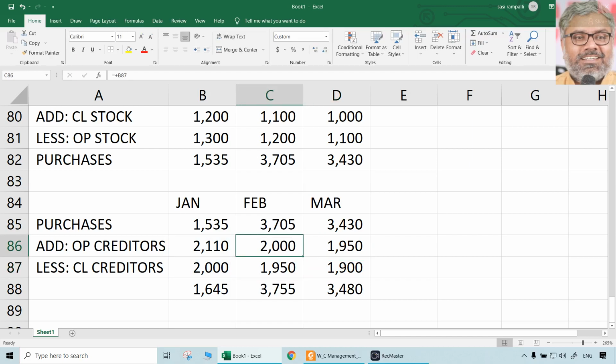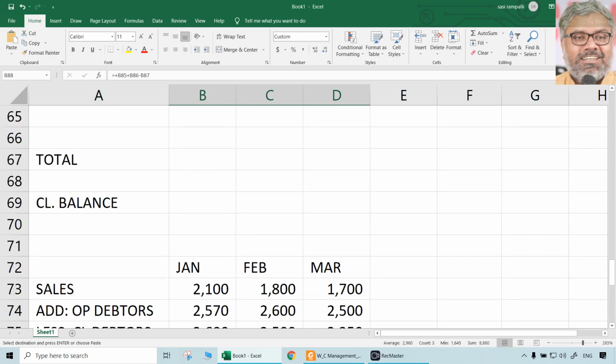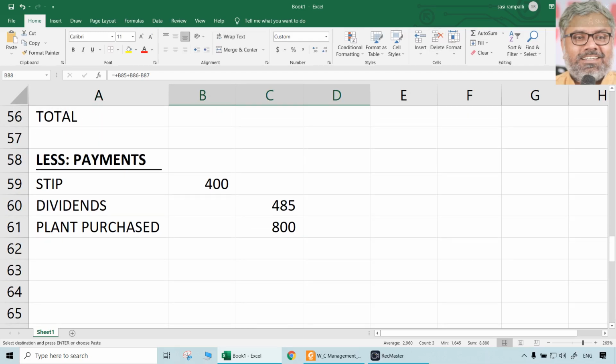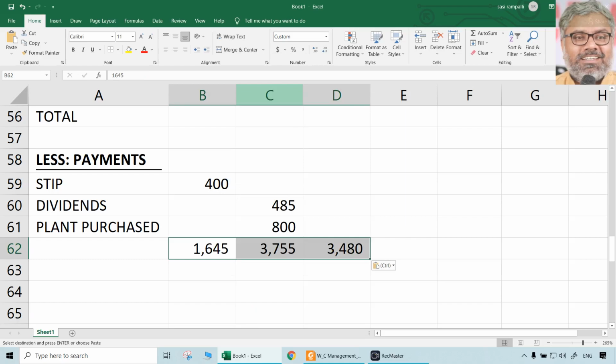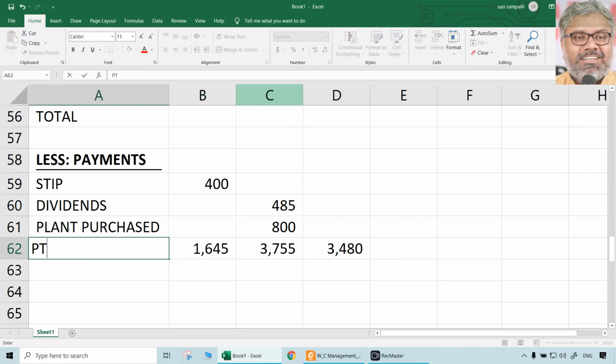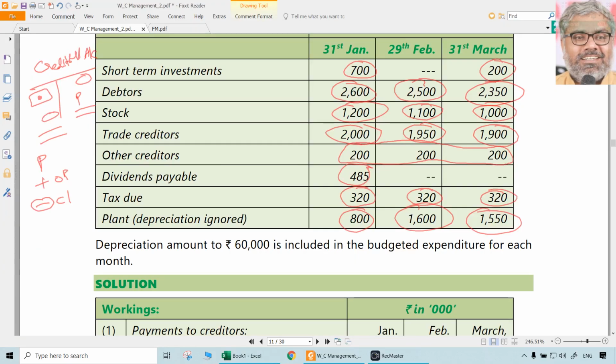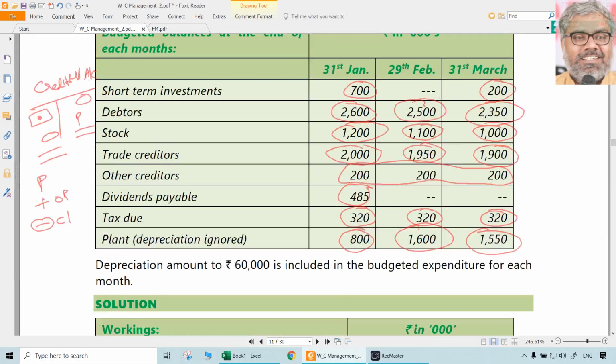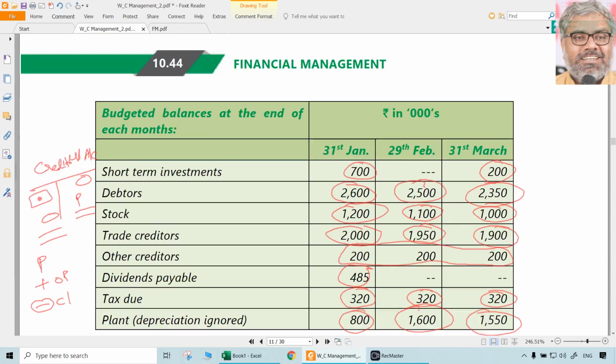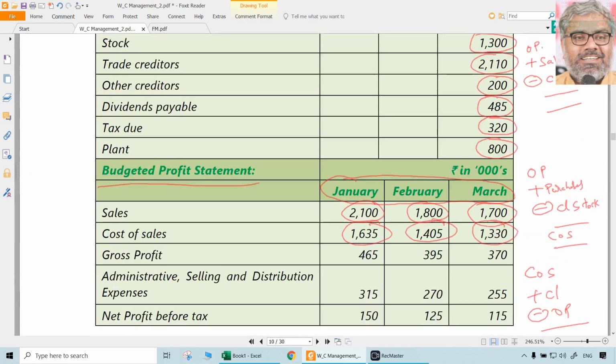I have to do it on paper. So purchases add opening creditors, deduct closing creditors. What we got? This is the payment to creditors really. That is the outflow. So payment to creditors, main calculation is this. Payment to creditors, 1645, 3755, 3480. That is the point here to be noted. And all the items have been covered as far as balance sheet items are concerned.